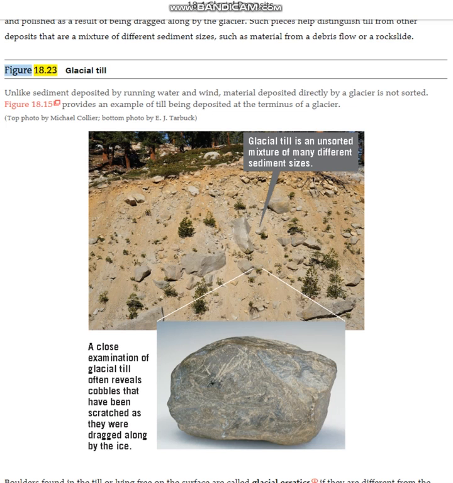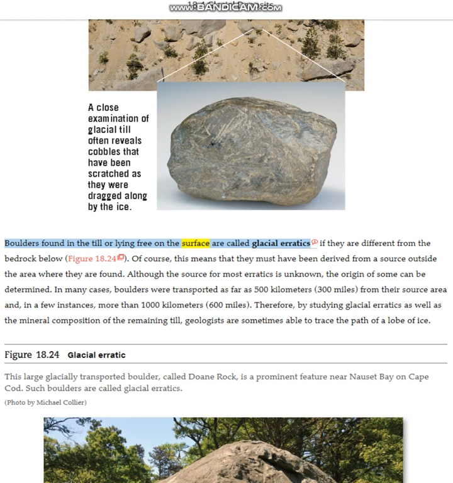Figure 18.23 Glacial till. Unlike sediment deposited by running water and wind, material deposited directly by a glacier is not sorted. Figure 18.15 provides an example of till being deposited at the terminus of a glacier. Top photo by Michael Collier, bottom photo by E.J. Tarbuck. Boulders found in the till or lying free on the surface are called glacial erratics if they are different from the bedrock below, figure 18.24.